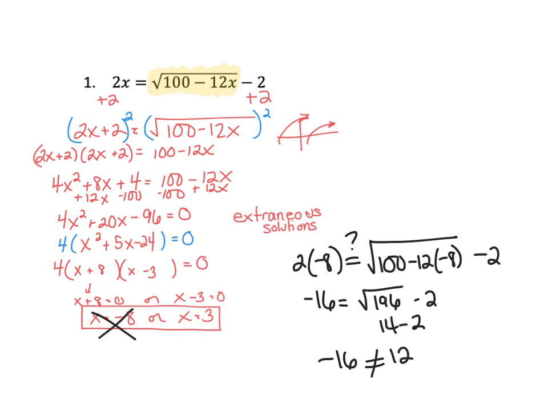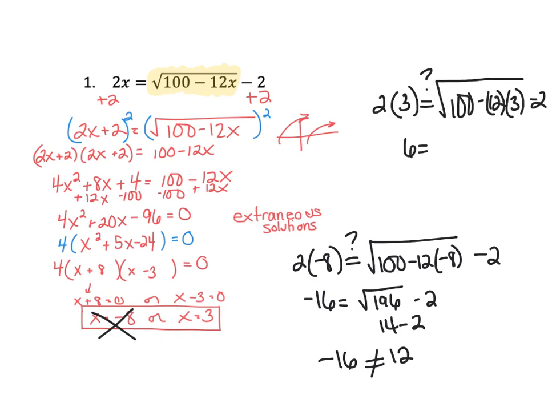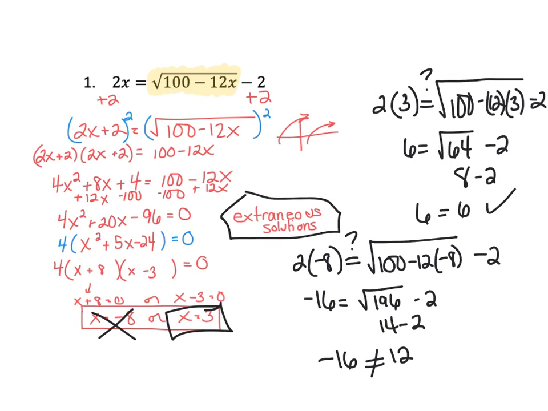I still need to check to see if 3 is. So I would get 6 is equal to, let's see, 100 minus 36 would be the square root of 64, minus 2. The square root of 64 is 8, minus 2 is 6, 6 equals 6. So this one works. So my only solution is x equals 3. So after you solve these, you've got to check to see if you have extraneous solutions, which happens anytime that you are multiplying both sides by a variable, by x, or it happens when you're raising both sides to the second power or the third power.